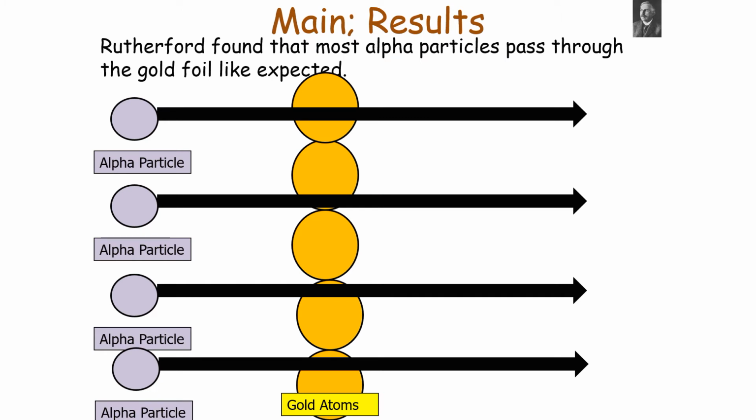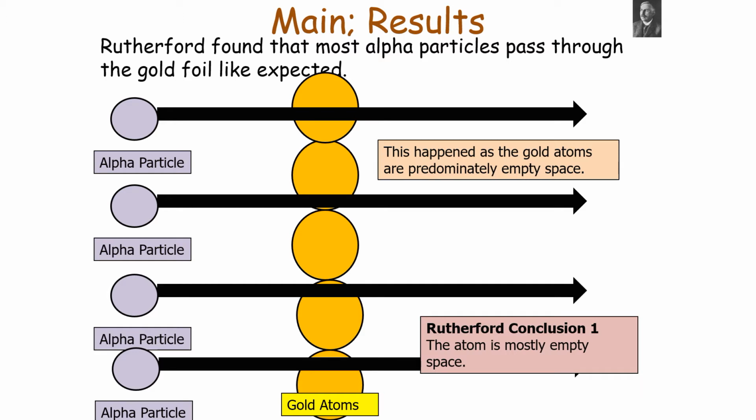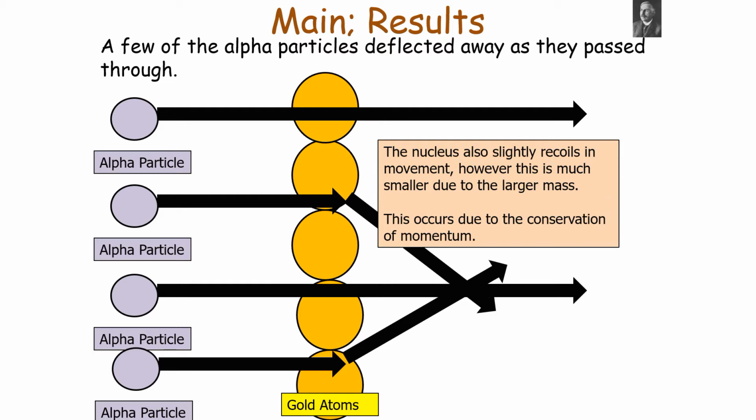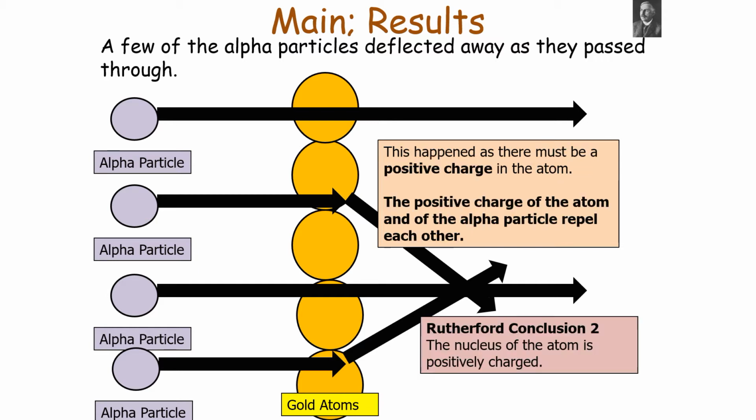Now, Rutherford did actually find that most alpha particles pass straight through the gold foil like expected. Now, this actually happened because the gold atoms are predominantly empty space. So the first conclusion Rutherford made was the atom is mostly empty space. Now, some alpha particles deflected away from the nucleus. Now, the nucleus also slightly recoils from this movement, but this is actually a much smaller effect because the nucleus is much more massive than the actual alpha particles, so it's something called the conservation of momentum. Now, this deflection happens because there must be a positive charge in the atom, because the positive charge of the atom and the alpha particle repel each other. So we then concluded the nucleus of an atom is positively charged.